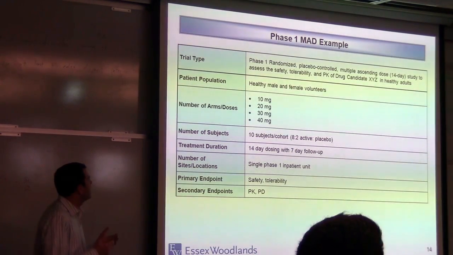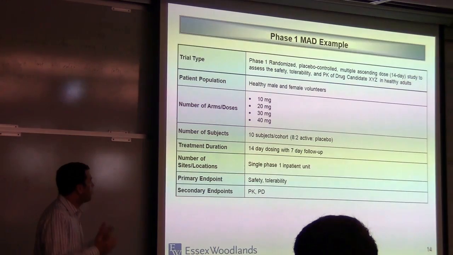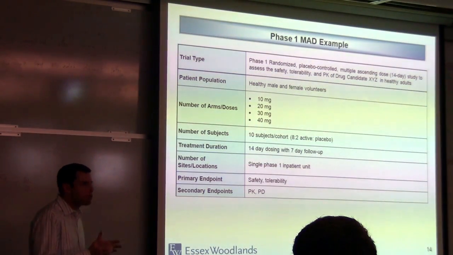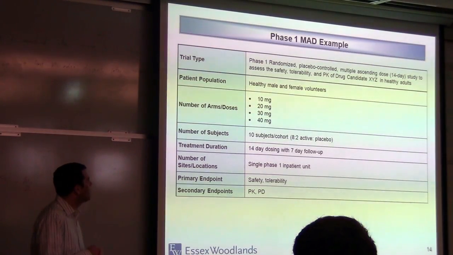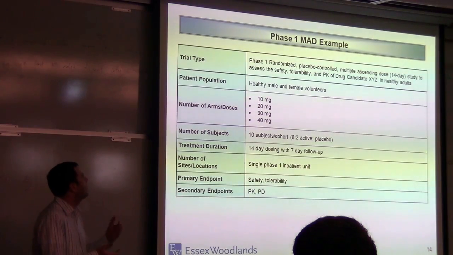After that, you'll move on to your MAD study. It's very similar, except you'll have a smaller grouping of doses, still randomized, still placebo-controlled. A little bit larger, maybe 10 subjects per arm. You still have the placebo, but here you're going to be looking at 14 days of dosing. So you just kind of keep working your way up.